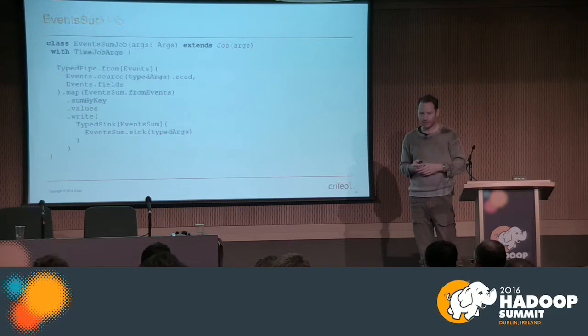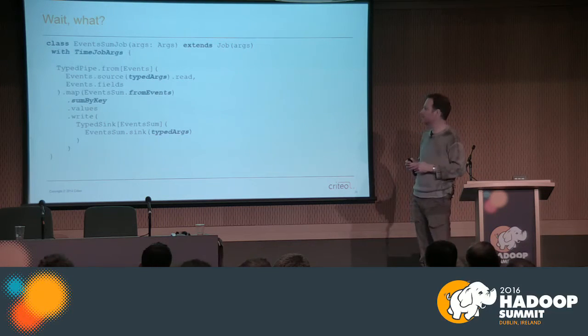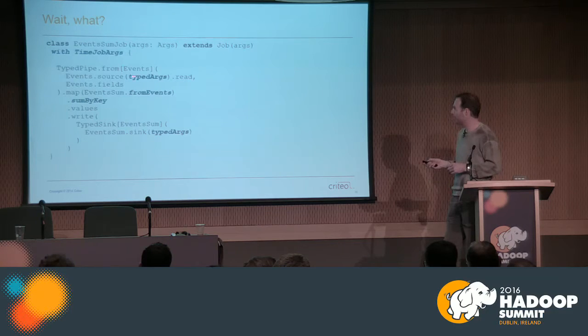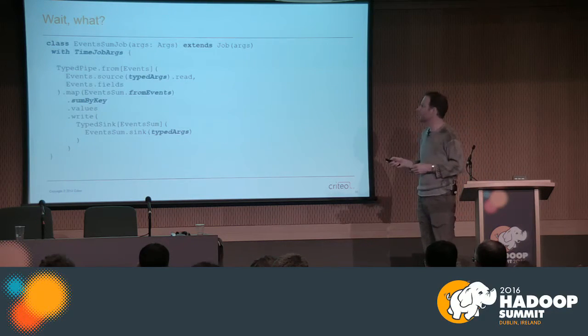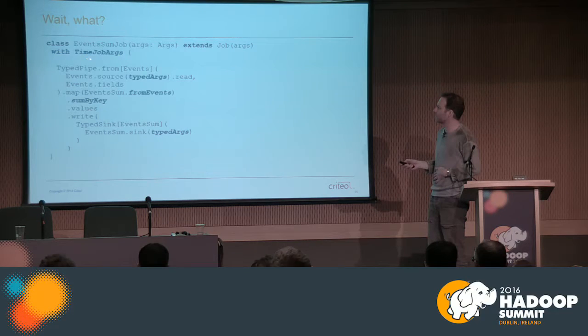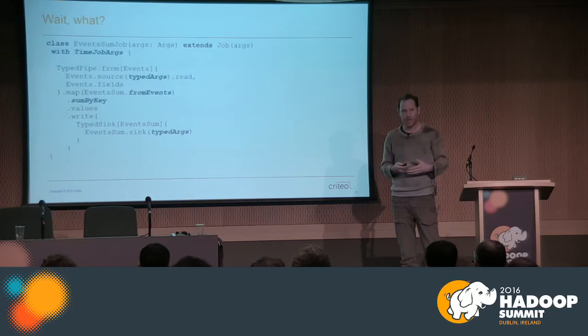Some of this stuff you might have been questioning, like where it came from, right? We're talking about typed args, from events, and this magic sum by key. So where did all that stuff come from? Also, you see that there's this new trait that we've mixed in, time job args. So there's a little bit of behind the scenes work going on here as well.